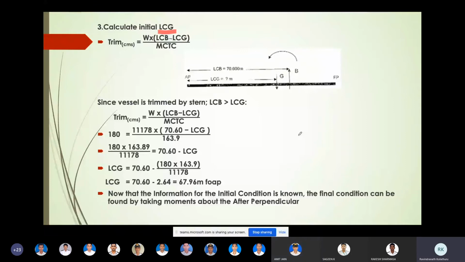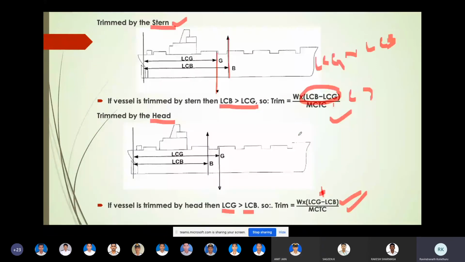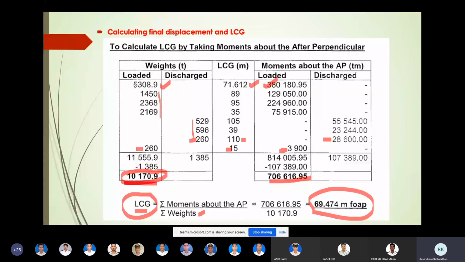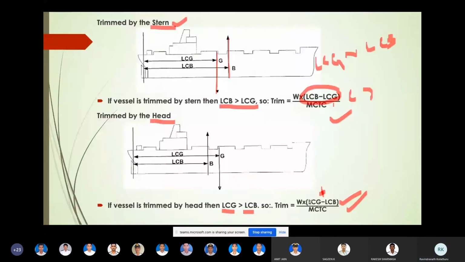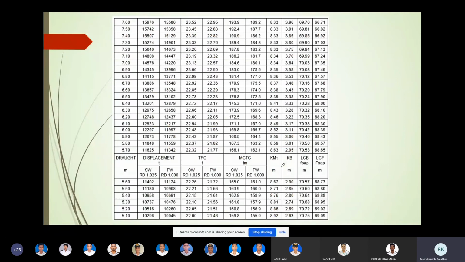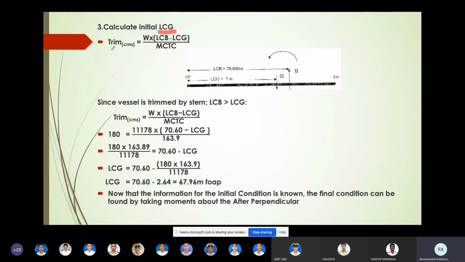But to start off with the moment table, you need the initial displacement and initial LCG, right? Yes, sir. You remember, to start off any moment table, I require my initial condition. I require my initial displacement and LCG. With that only, I can find out the final displacement and LCG. So that is what we are doing here. We are finding out the initial condition. Initial displacement I got, but I did not get initial LCG. So for that only, I require all these data, because what I will do with the initial condition, I will apply it in the formula.